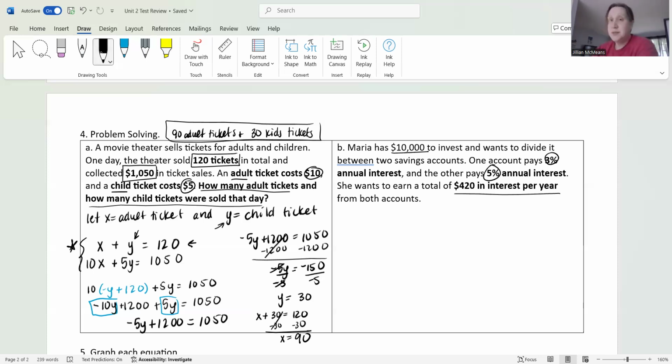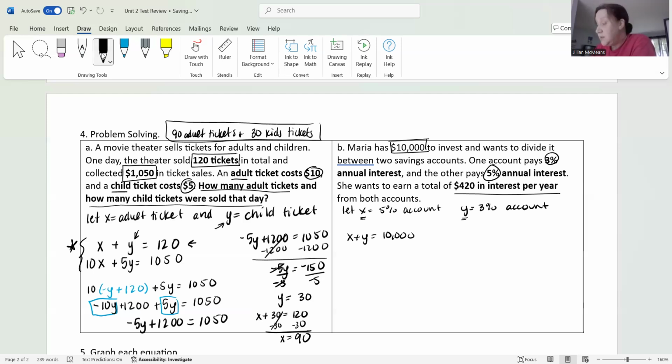Okay, so let's assign variables. Let's say we let x equal the 5% account, and we're going to let y equal the 3% account. Now we have two things going on: how much is invested in each account, and how much interest is earned from each account. So the first equation is easy. If we take the amount invested at the 5% account and the amount invested in the 3% account, we get x plus y equals 10,000. We know Maria has $10,000 total that she's investing.